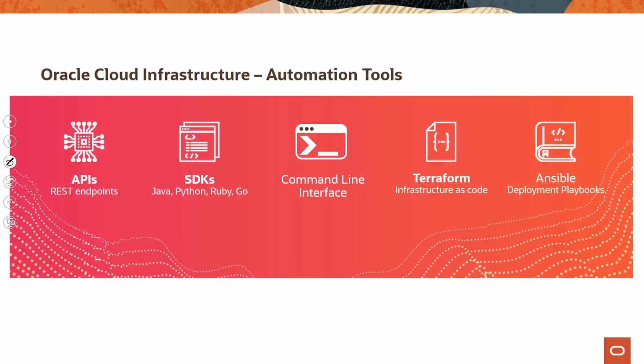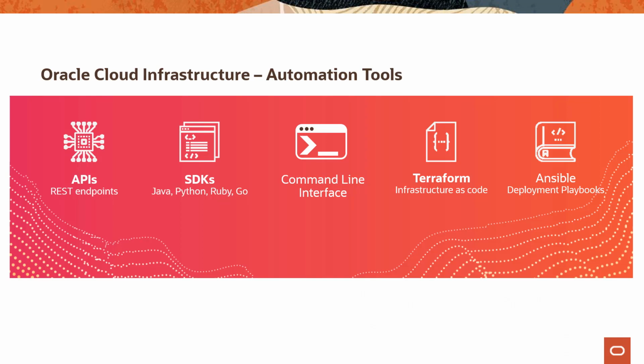Within Oracle Cloud Infrastructure, we have a number of different automation components or automation tools available. First and foremost, the APIs. These are REST API endpoints that are available in each of the OCI regions and correlate to the different services within the platform. It is possible to generate direct API assertions against these endpoints, which is typically something that would be done within an application or a custom program that's been developed.